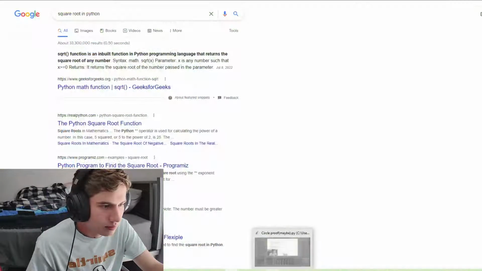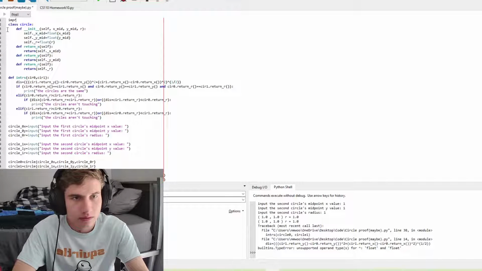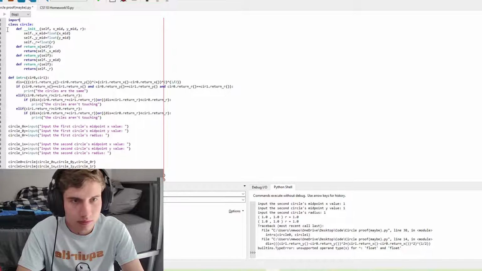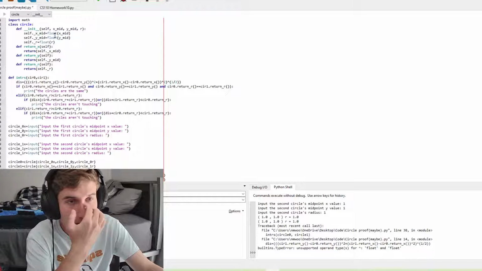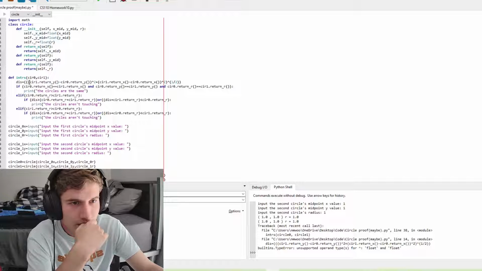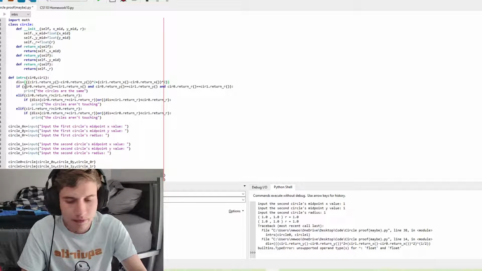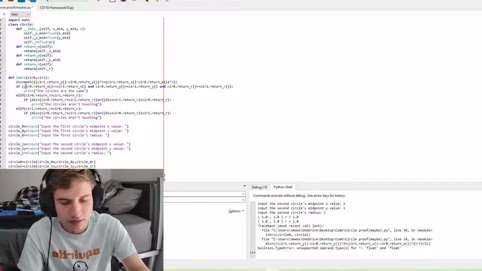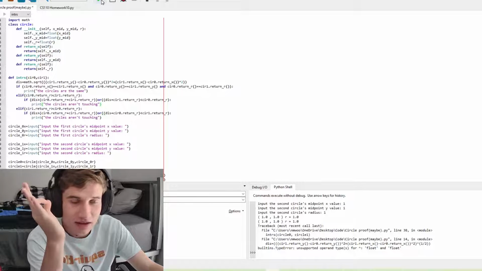Okay, well, it's annoying. Import math. That shouldn't be that bad. Get rid of that. Just do math dot square root. And then it should work just fine.